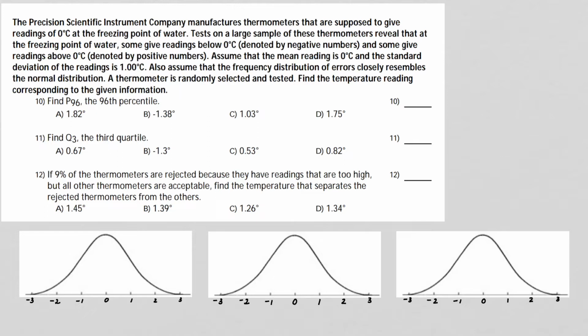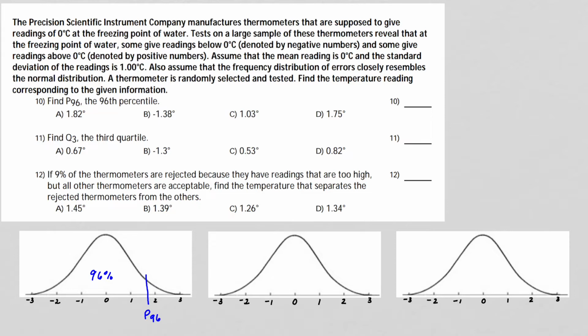So in question 10, we want to find the 96th percentile. So what I want to do is estimate about where the cutoff would be. So I'm trying to guess what value this would be if we have 96% of values below that mark. So right here, this is my 96th percentile.